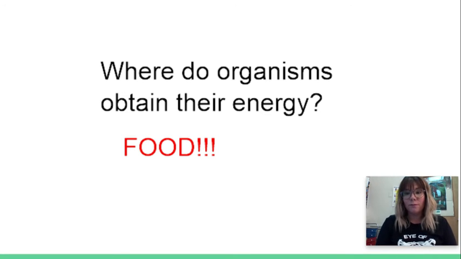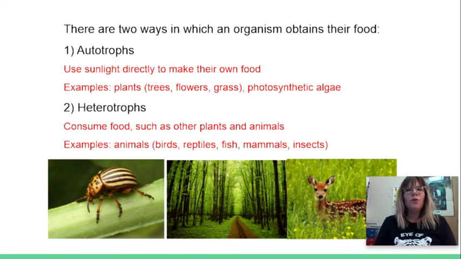Well, it's from food. If you didn't know that, I guess. But essentially, you eat. And when you eat, you get energy. And that is how we obtain all of our energy. And we're going to go into the story of how it breaks down so we can get that energy. So there's two types of organisms and two types of ways that they obtain their food. So the first one is called an autotroph.